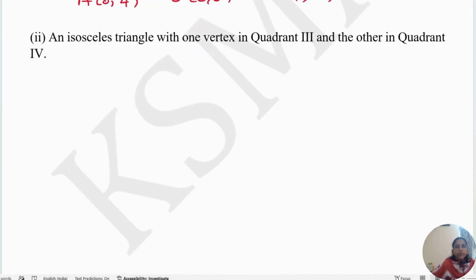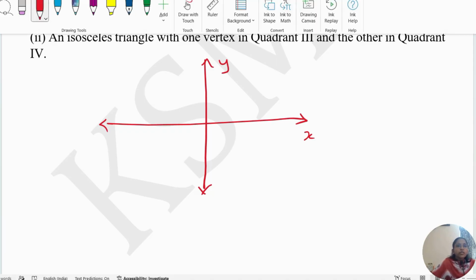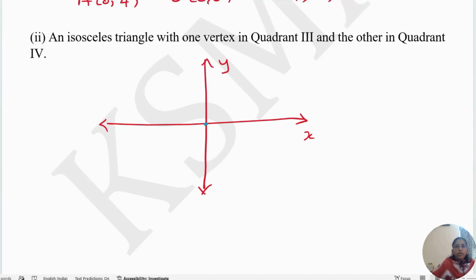And in the second subdivision, look at your second subdivision: an isosceles triangle with one vertex in quadrant 3 and another in quadrant 4, it is given. So now you mark your data. So this is our x-axis and this is our y-axis. Now this origin is one of the vertices. So mark your data here. So again O 0 comma 0 as one of the vertices of the isosceles triangle.